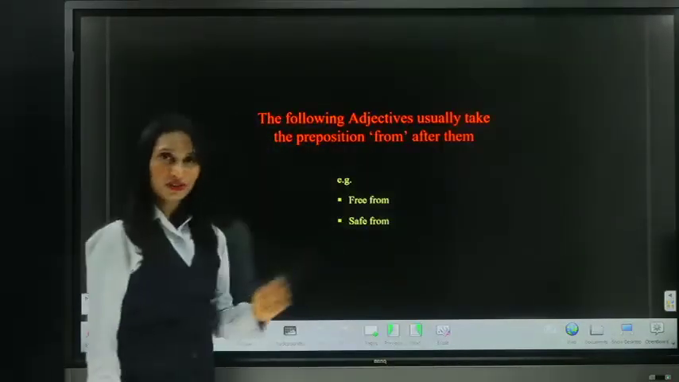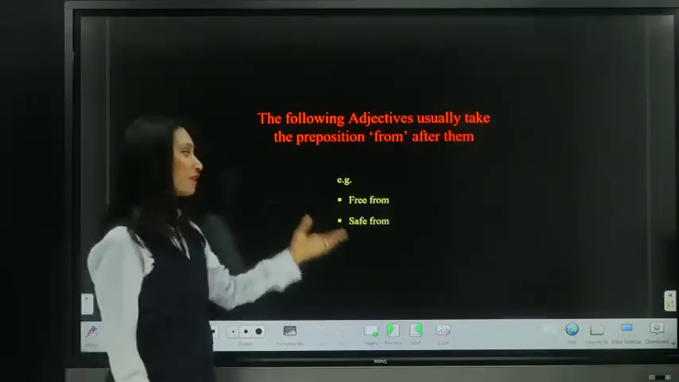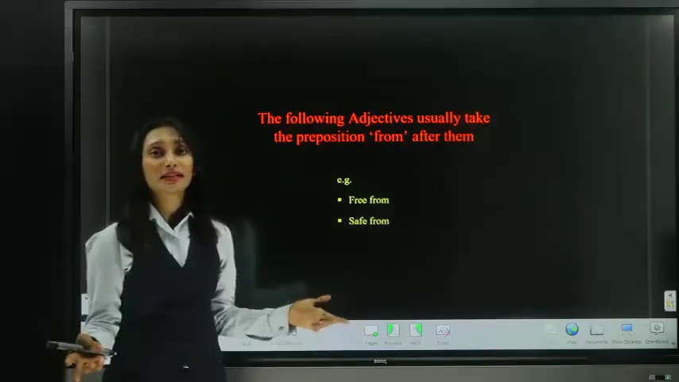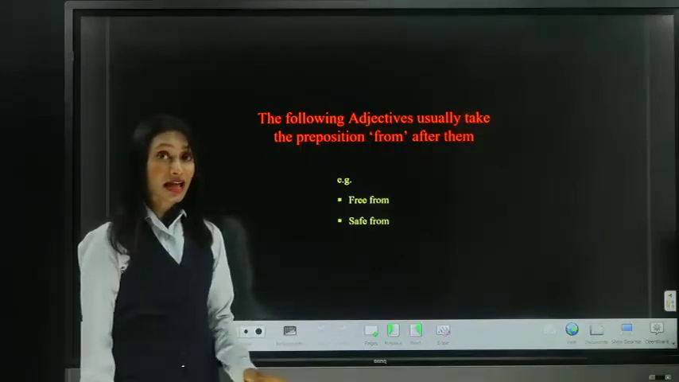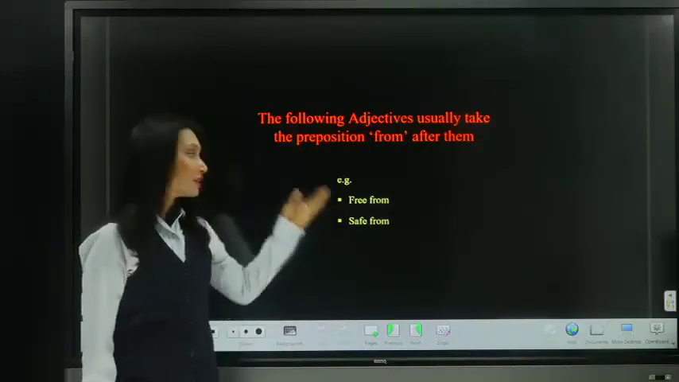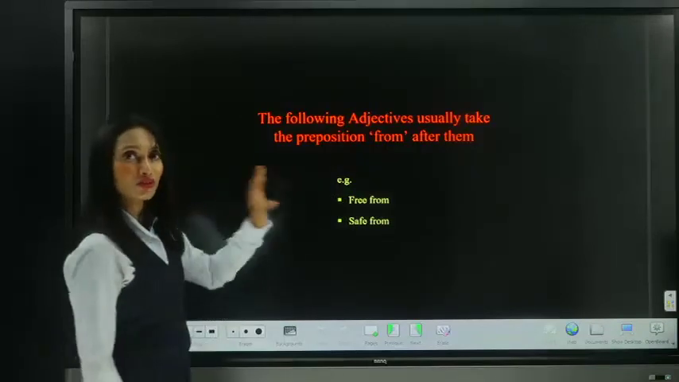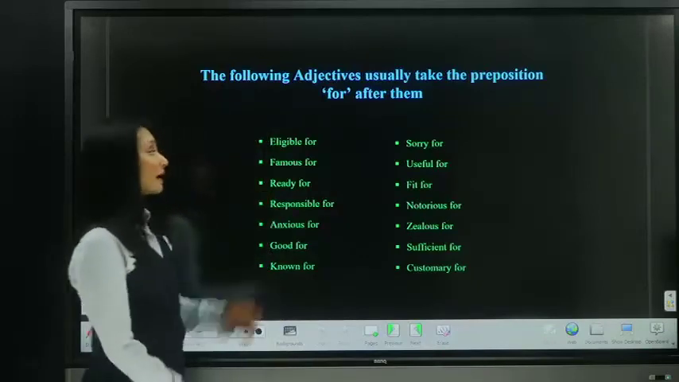Preposition from. I have taken two adjectives which are followed by from. They are free from, safe from. He is free from all his burdens. Good. He is safe from the kidnappers. Good. So here, free from, safe from. These are the two adjectives followed by from. Next one, adjectives followed by for.